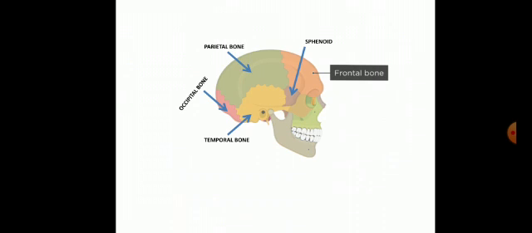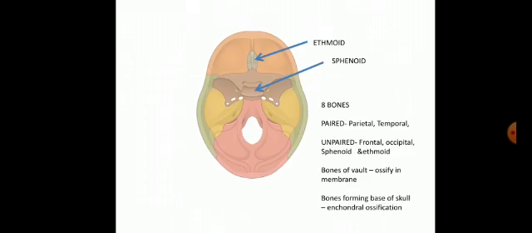This is norma lateralis. In this we see the frontal bone. Behind the frontal bone, the parietal bone. Behind the parietal bone, the occipital bone. Below the parietal bone, what we see in yellow color, that's the temporal bone. In front of the temporal bone, below the parietal and the frontal bone, the dark brown that we see, that's the greater wing of sphenoid.